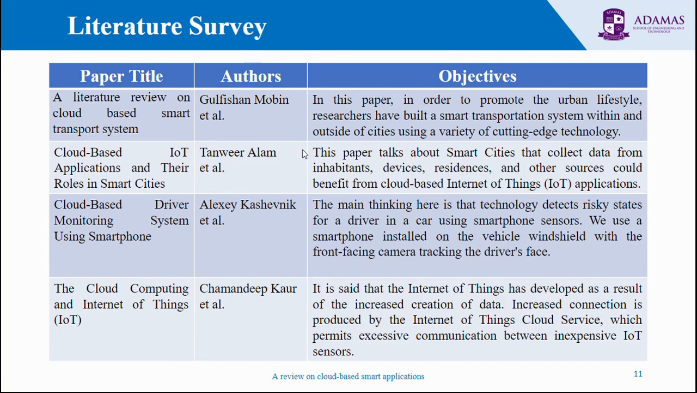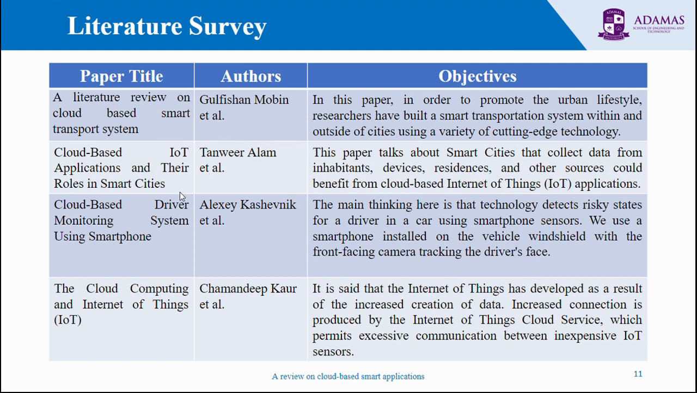Next, in this section of the literature survey, we have listed a few papers out of our last 10 years of papers that we have reviewed. We have mentioned the paper title, the name of the author, and their objective. The first paper is a literature review on cloud-based smart transport system, which is done by our Madam Gulfishan Mobin, and this was her objective.